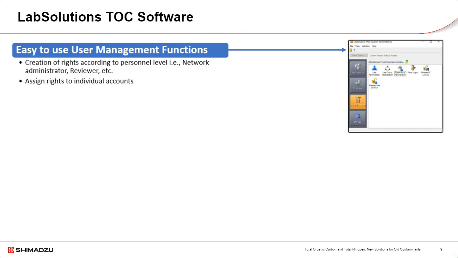So the LabSolutions TOC software has many great features. One is it has easy-to-use user management functions. This is for creation of user rights in the software, and these can be based on personnel level. For example, your role or your job in the lab, or it can even be for individual accounts, so on an individual basis.